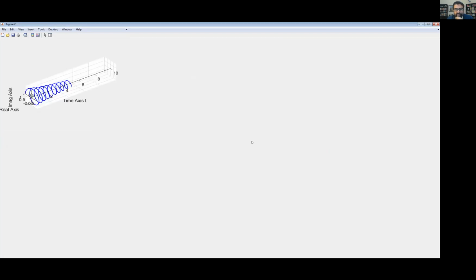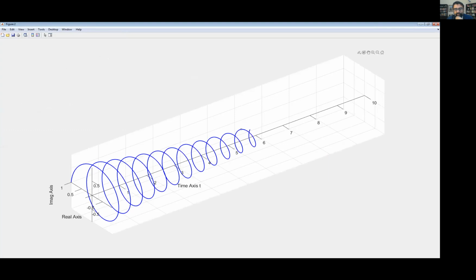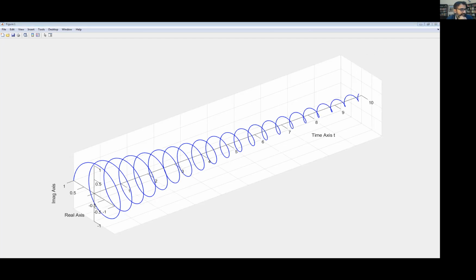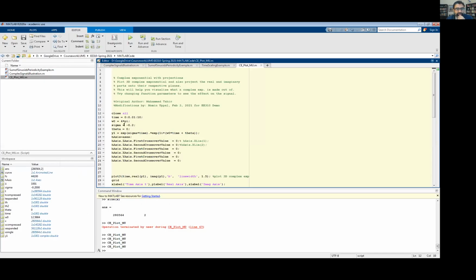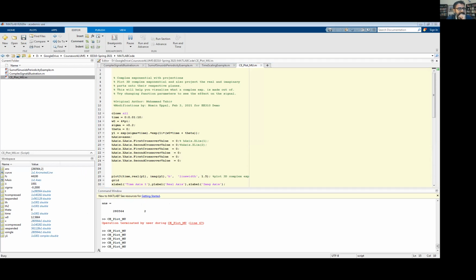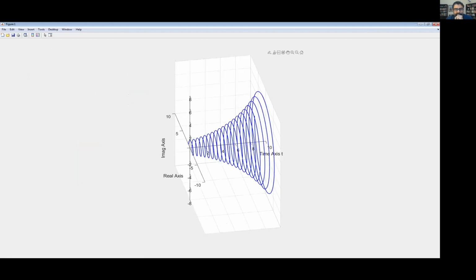So this is what's happening here. The amplitude of the spiral will decrease because sigma is negative, right? Ultimately it would die down, and that's the reason why it's not periodic, because of that sigma there. Similarly, if I make sigma plus 0.2, this is where you would expect a growing spiral. So let's do this. So this is a growing spiral, right?